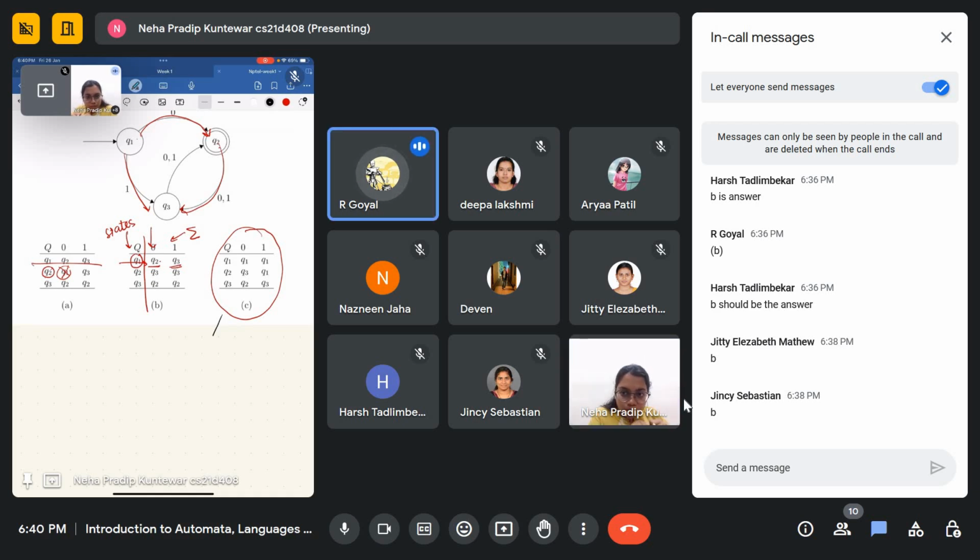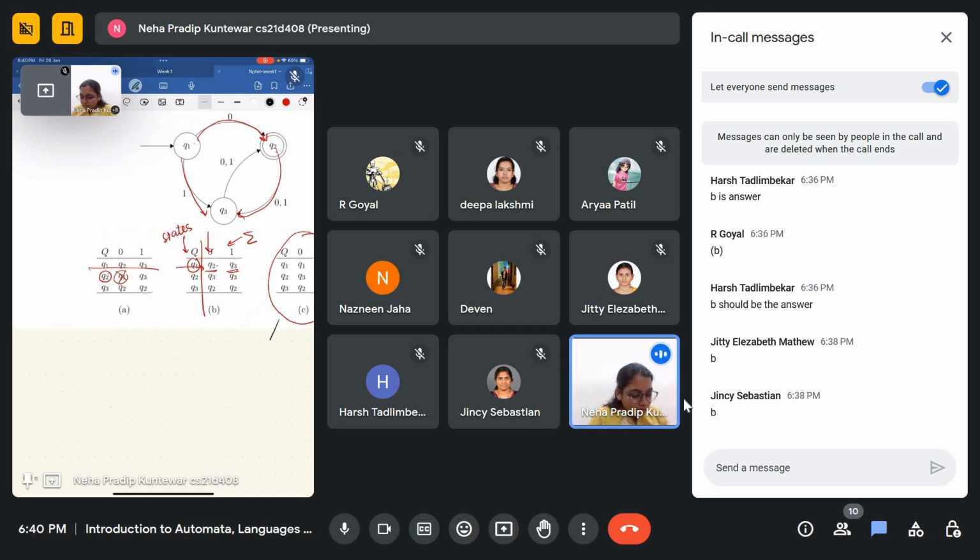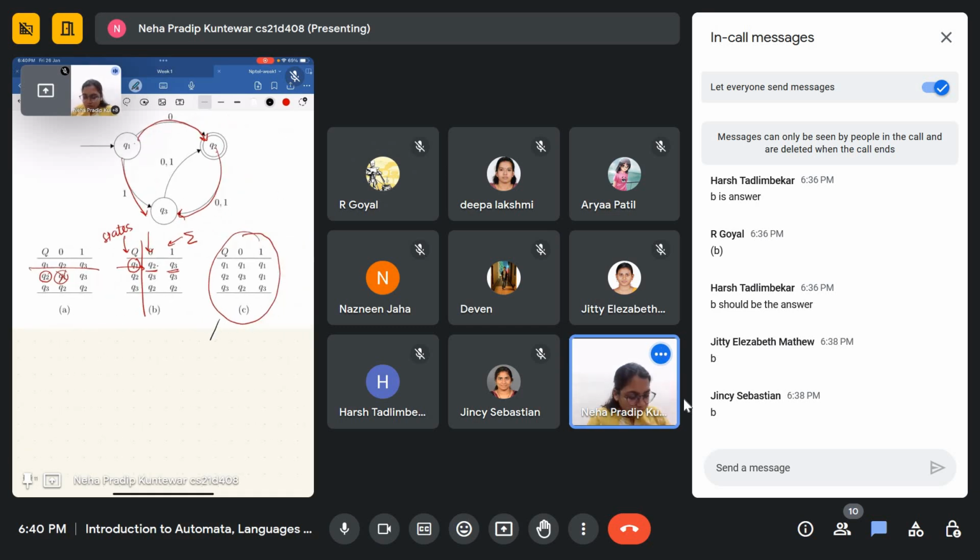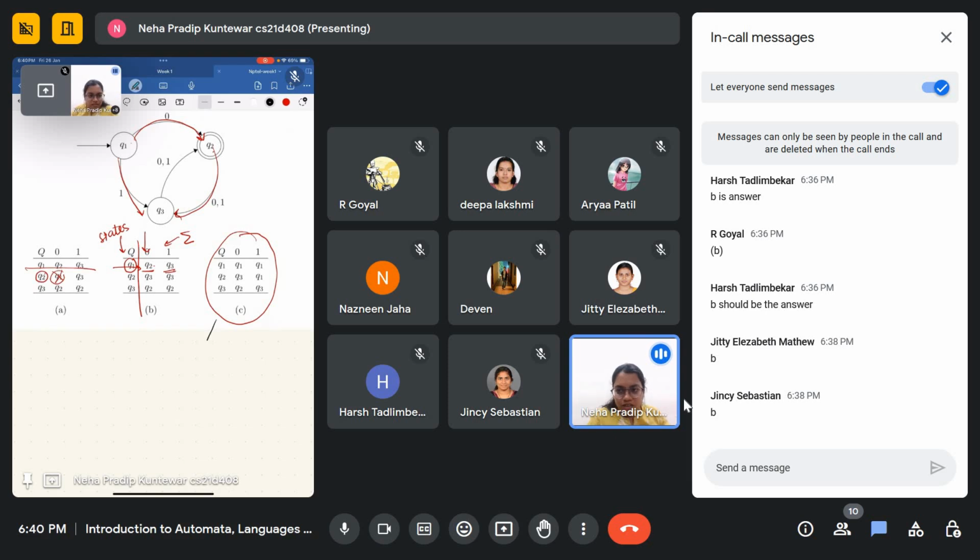In these tables, no marker has been used to indicate the initial and the final states. Correct. Good. As he said, you can construct the DFA, but you would not be able to identify which is the initial state and which are the final states. So yeah, good.